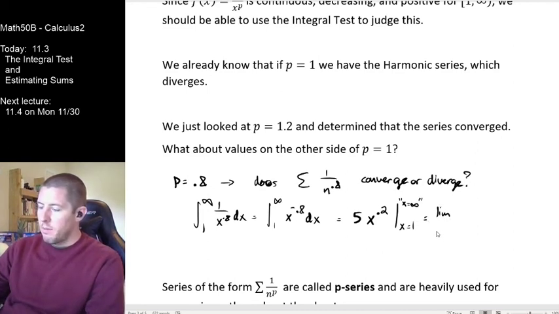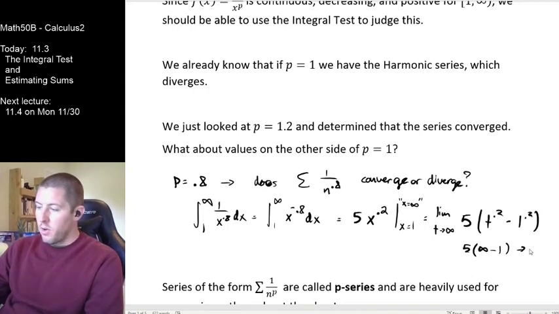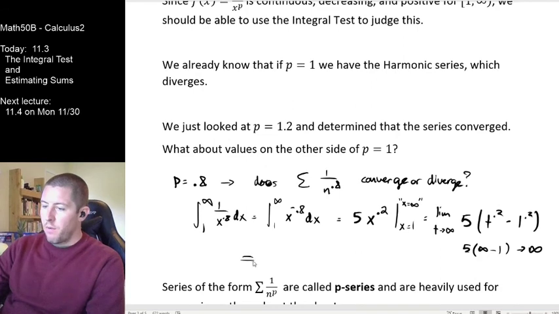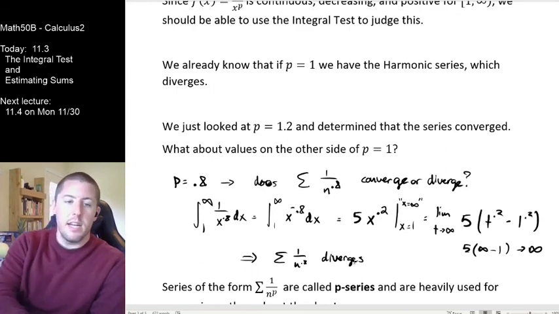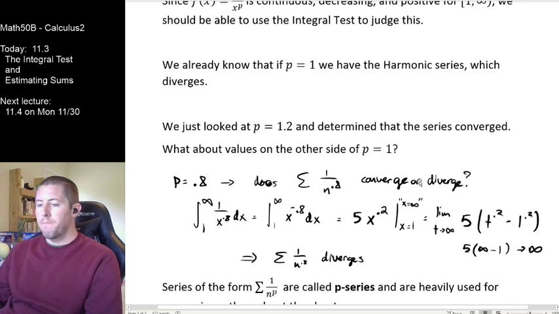So I'll write this as the limit as t goes to infinity of 5 times, and we've got our t value right here, t to the 0.2 minus 1 to the 0.2. And what I'm noticing here is that as t goes to infinity, this is now like 5 times infinity minus 1. And that is going to diverge off to infinity. Therefore, the sum of 1 over n to the 0.8 diverges. And it diverges because the associated integral from 1 to infinity diverges. And that's good. That showed what I thought we were going to see.